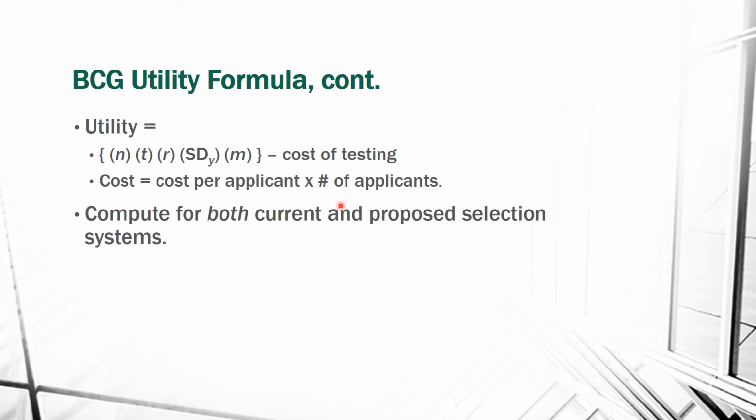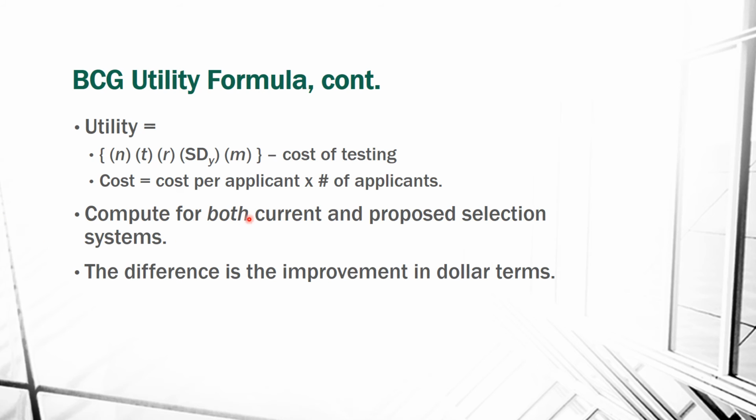We also have to compute this not just for the selection system we're proposing, but since we want to show the organization that our new system is an improvement, we want to be able to compare. We want to estimate utility for both the current system and the one that we're proposing to replace it with. The difference between the utility for the current system and the utility for the proposed system is the dollar term benefit the organization could reasonably expect from implementing the new system. So let me show you how this works.